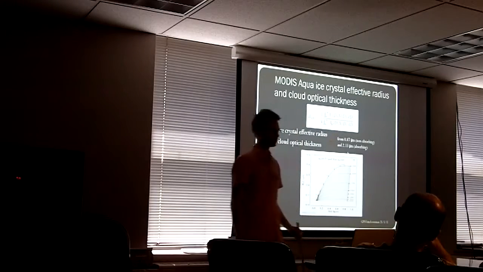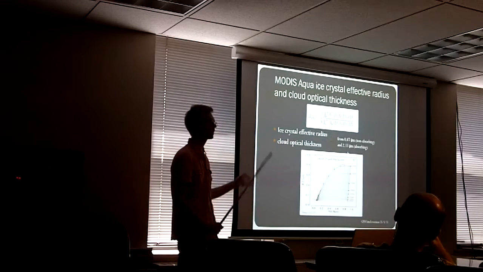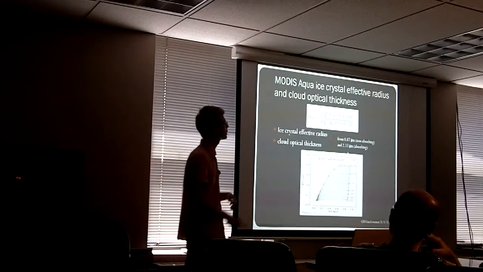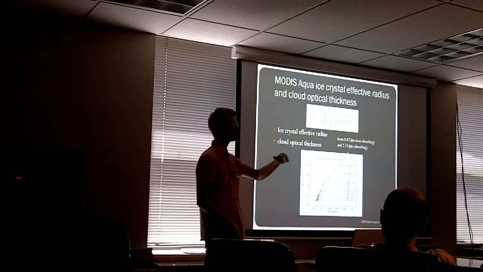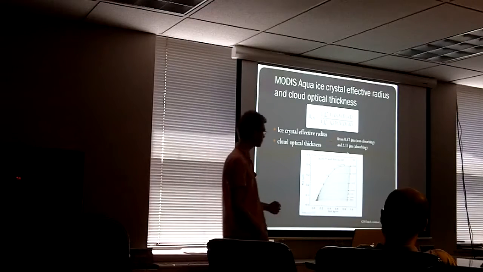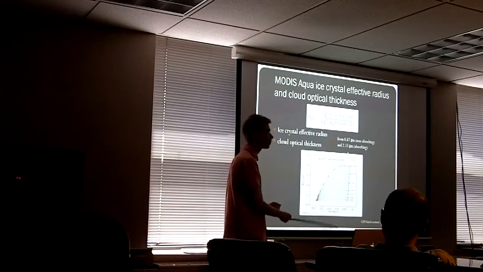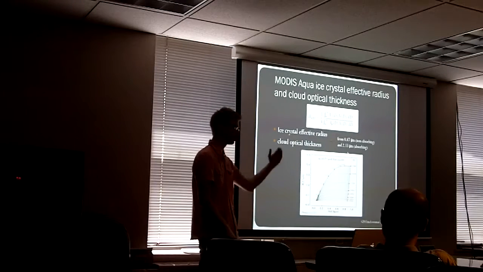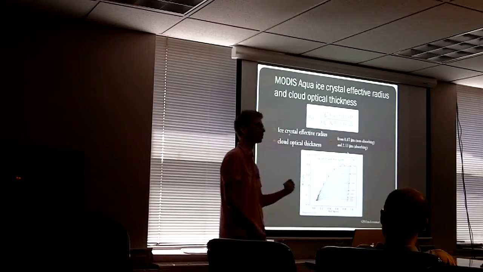So now we're going on to ice sizes. MODIS retrieves the effective radius, which in this case is defined as basically the integrated volume of the ice over the integrated area of the ice. And you get that from a combination of two wavelengths. One is 0.8 micron, where there's hardly any absorption due to the ice, and the other is 2.1 micron, where there is strong absorption due to the ice.